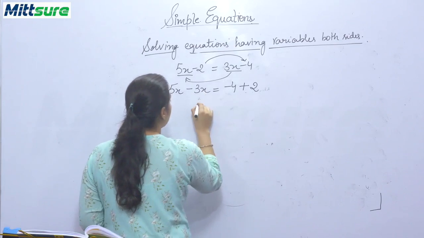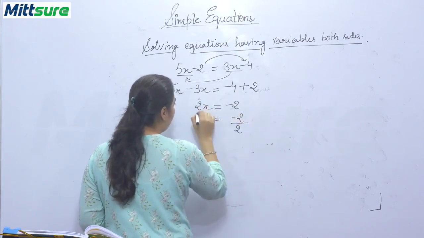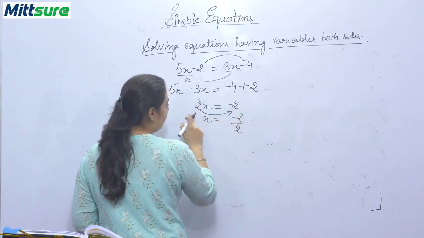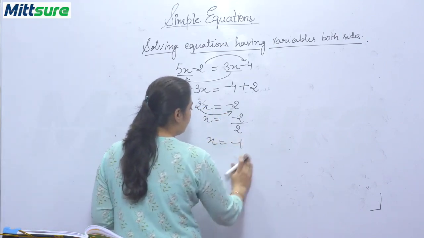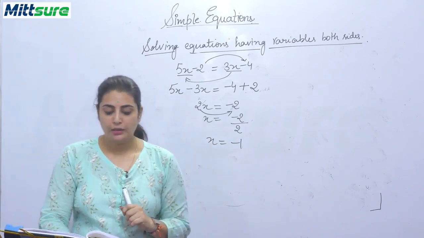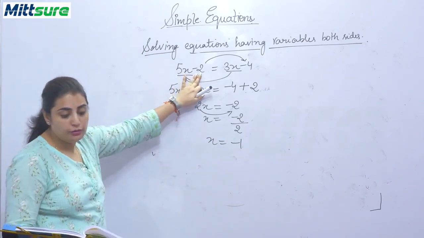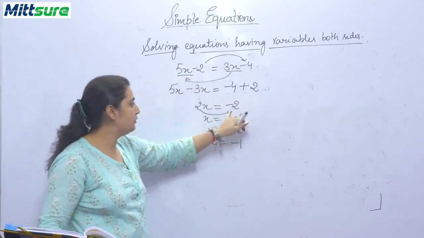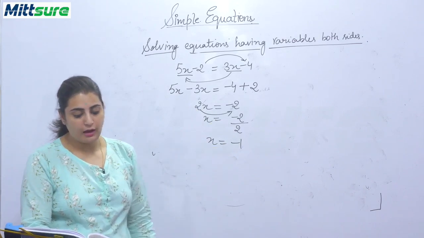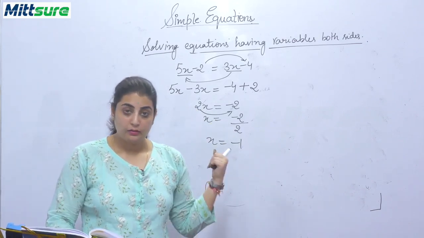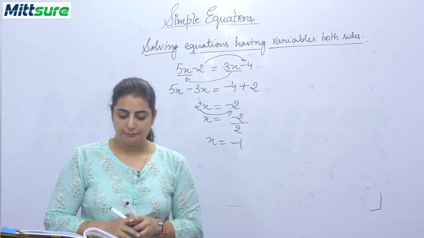Now 5x minus 3x, that is 2x, equals to minus 2. x is equal to minus 2 upon 2. Again, transposition will take place of this 2. This is multiplying here. When it goes towards the other side, it will be dividing minus 2. So x here gets the value of minus 1. So this is how you can get the value and solve for it. 5x minus 2, 3x minus 4. When this is shifted, you will get minus 2. Here you will get 2x. The x value will be minus 1. So this is how you can find the value of the equation wherein there is a variable on both the sides. Now let us take a few examples for that.